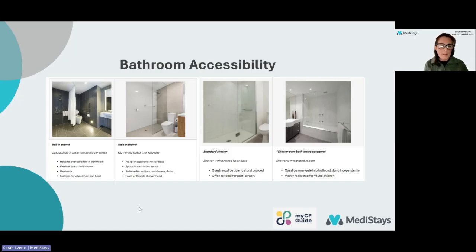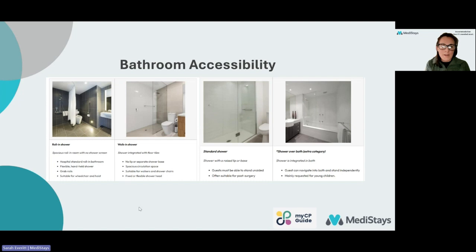The one second from the left with the walk-in shower is the most popular option for many people with CP coming to MediStays, because they may be using a wheelchair or perhaps a walker for assistance. They're not requiring all the space, and there is just a preference oftentimes to have things a little more closely spaced. So the glass divider there, ideally with a grab rail, but also with the wall, just for balance.